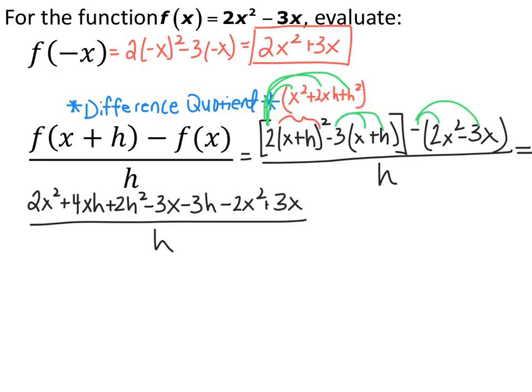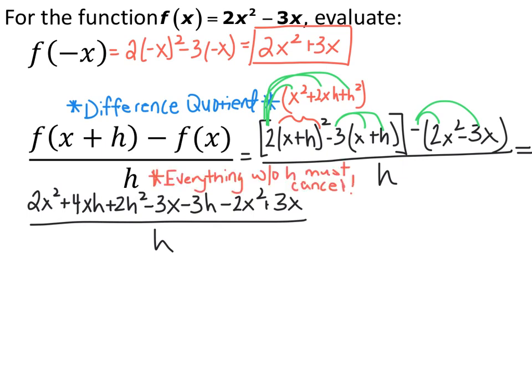So if you FOIL everything out, you end up with 2x squared plus 4xh plus 2h squared. So that's just from the 2x plus h quantity squared part. And then from this part, you get minus 3x minus 3h. Make sure you distribute that negative with it. And then the last part, make sure you distribute the negative. You end up with negative 2x squared plus 3x.